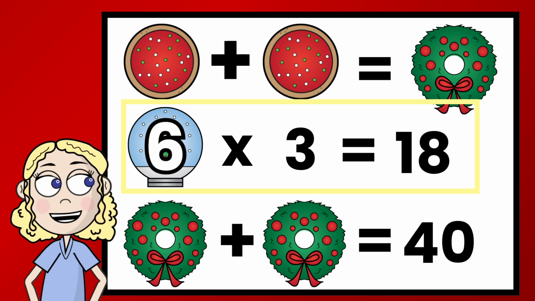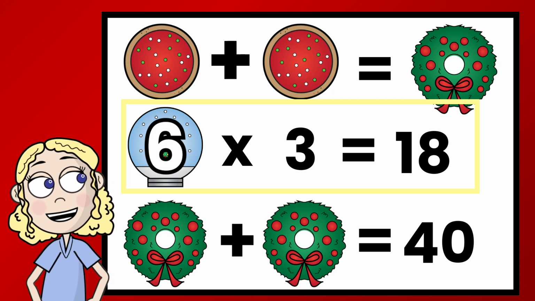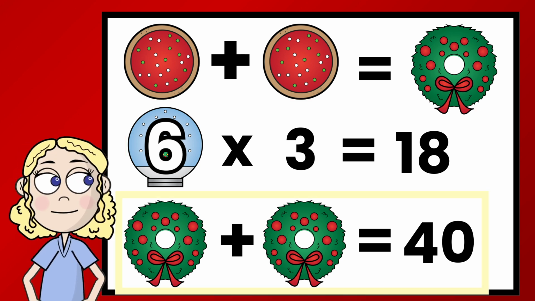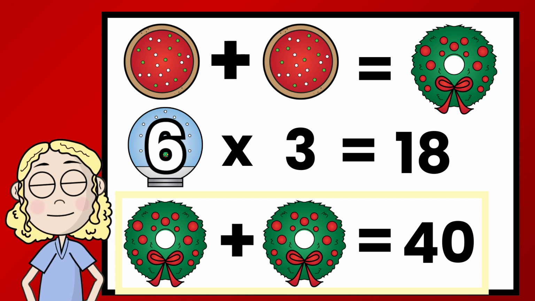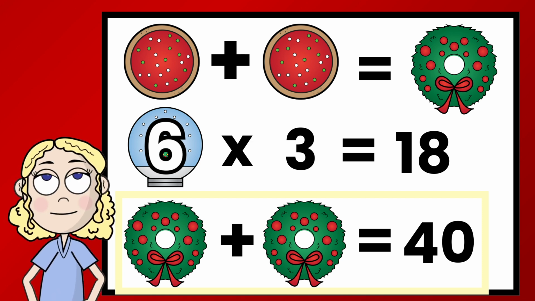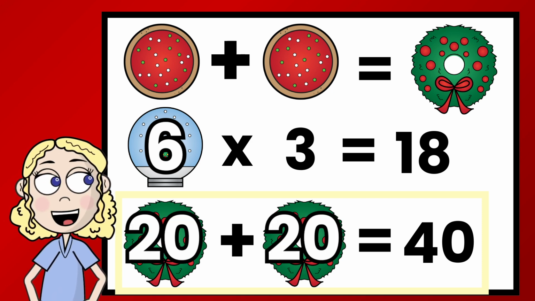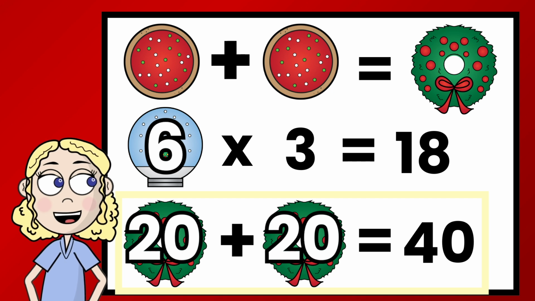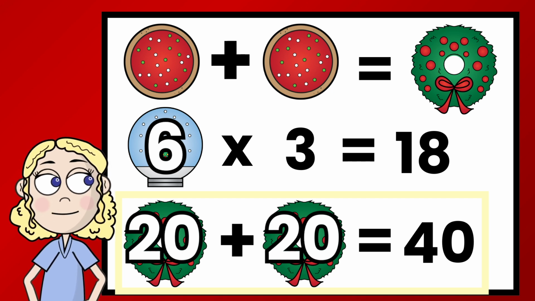Now I'm going to go on to the next one. Wreath plus wreath equals 40. What number added together 2 times equals 40? 20. 20 plus 20 equals 40. So the wreath represents 20.